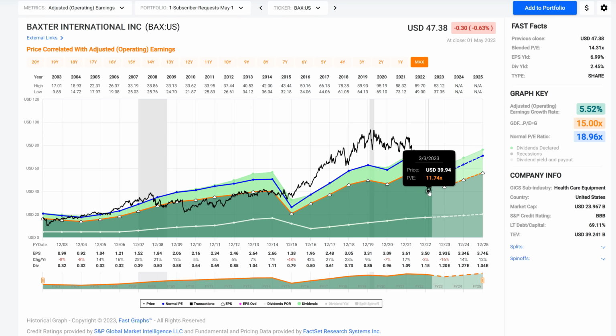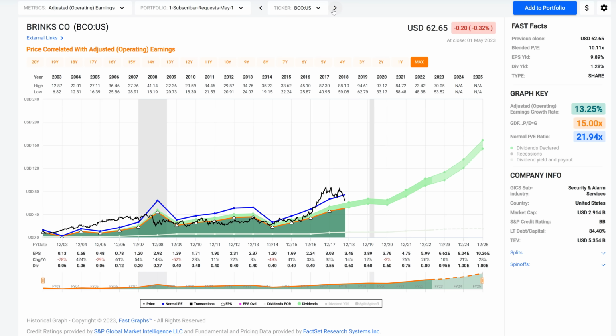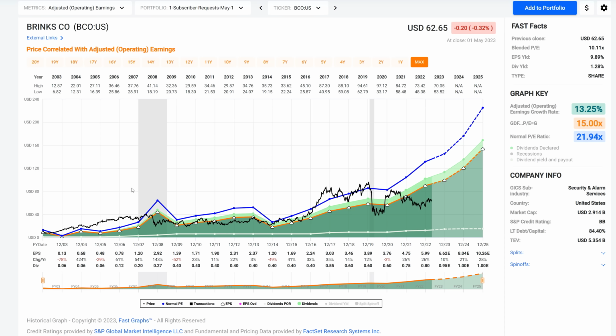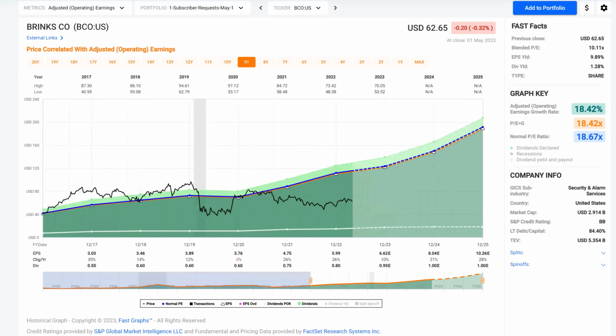So, I'm seeing all that without knowing a whole lot about the inner workings of the company, but yet I know more than a lot of people can know without having the perspective that I get from the Fast Graphs. Okay, Brinks Company, you can see how the earnings and price relationship works. You can see that it's been a pretty good grower, even though it's been inconsistent at times. Again, draw different time frames, and the growth rates change. You're not manipulating the graph to make the picture fit.